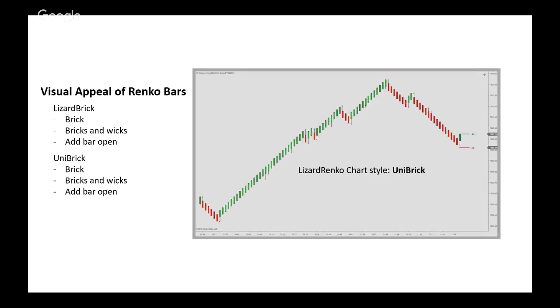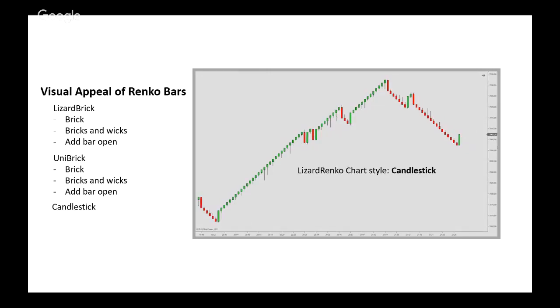And we also have the unibrick style, which is, of course, inspired by the UniRenko bar type. But what we do here is displaying the wicks so that you get the correct price levels here. So we have the wicks and the opens added to this chart here. Finally, we also have the candlestick mode, which shows actually what's going on in the price action here. The chart style that most of us are used to and that we're familiar with using. And so you can use Renko charts also with the candlestick chart style.